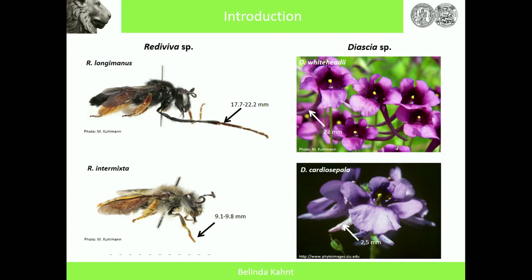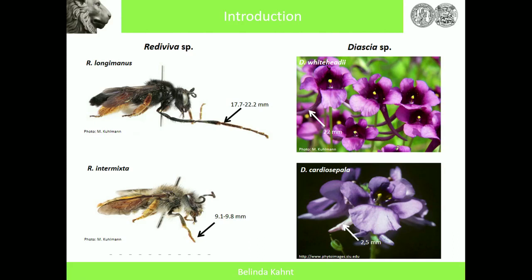Really interesting is that we see a variation in leg length between different Rediviva species, but we also have variation within Rediviva species. And the same is true for its host. You have this variation in the spur length between different species, but you also have variation within. On the right, you always see the host for the bee on the left.